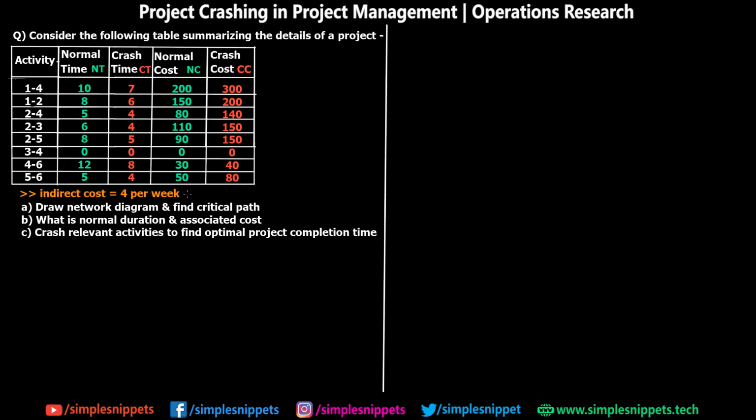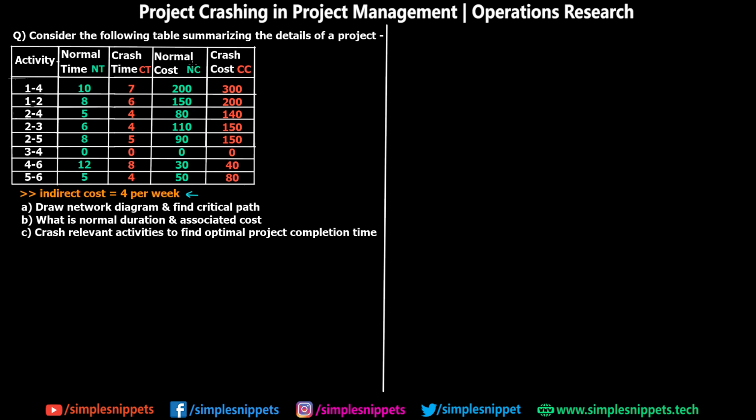One important detail that is given here in orange is that the indirect cost is 4 rupees per week. This indirect cost can be anything like transportation of resources, if there are some problems in the activities, or if there are some extra things needed. There is always some cost indirectly happening in a project. So what is given is that indirect cost is 4 per week.